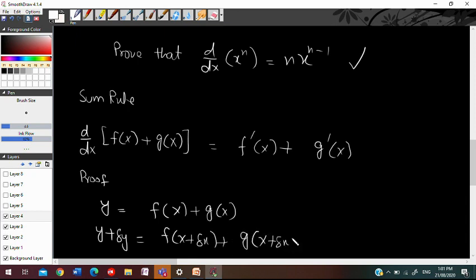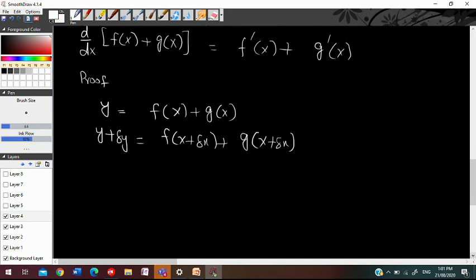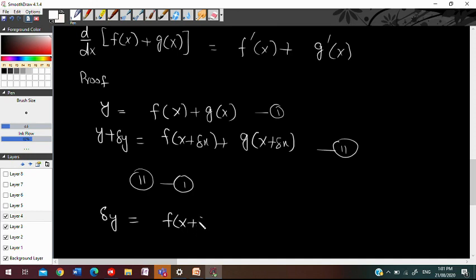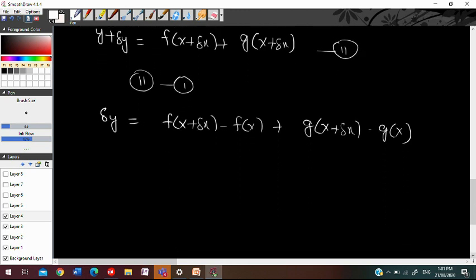Simply increase in y and increase in x as well. Now the same step: if this is our equation number 1 and this is our equation number 2, we subtract our second equation from the first equation and we get y is equal to f of x plus del x minus f of x plus g of x plus del x minus g of x. And then our third step, what is the third step? We divide by del x on both sides.